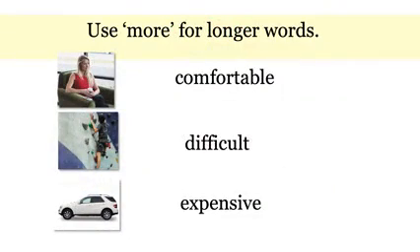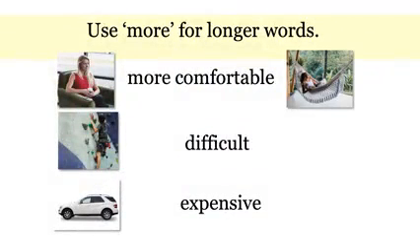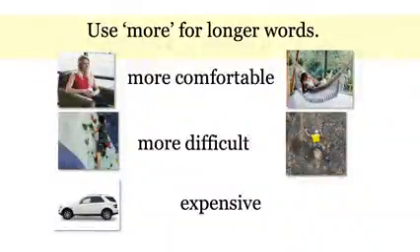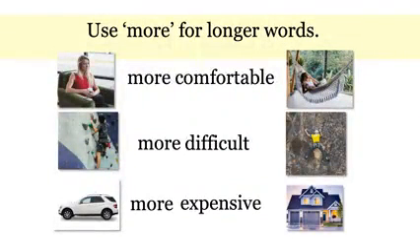We use more for longer words. These adjectives, comfortable, difficult, expensive, have 3 syllables or more, so we don't add an er. This woman is comfortable, but this woman is more comfortable. This looks difficult, but this looks more difficult. And a car is expensive, but a house is more expensive.